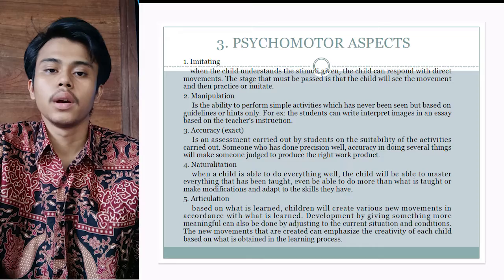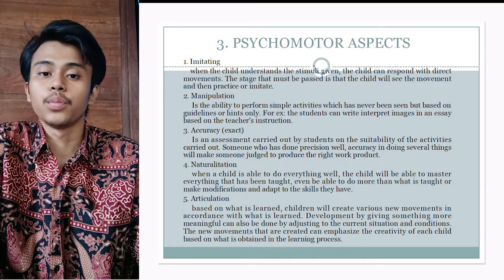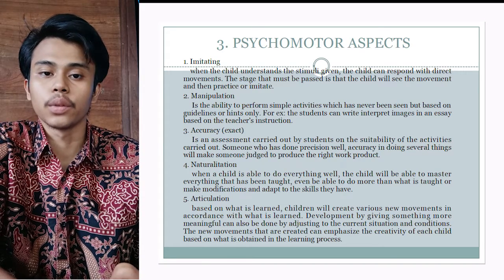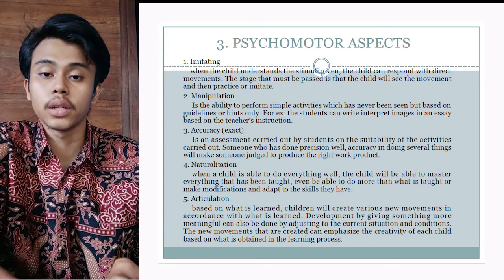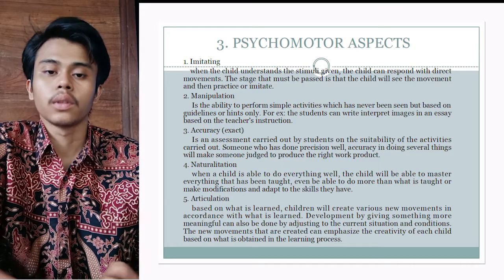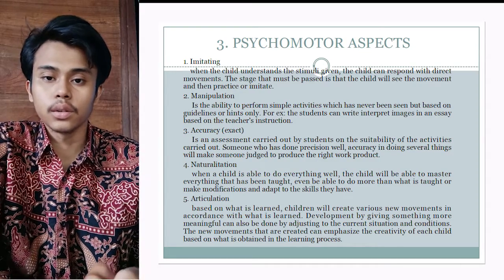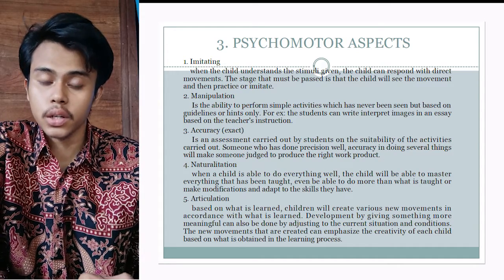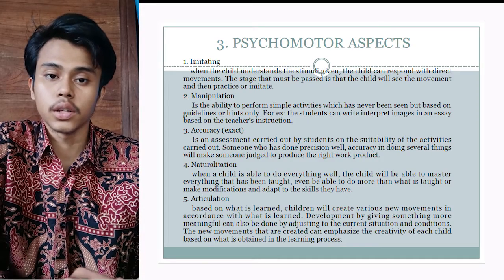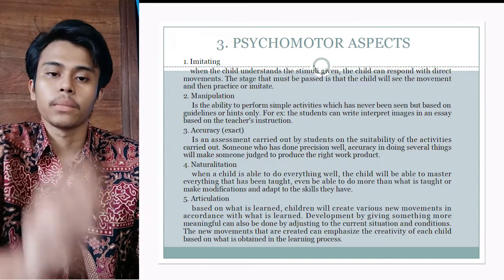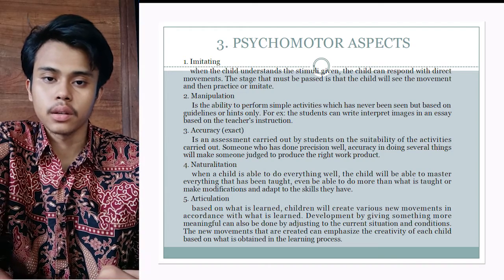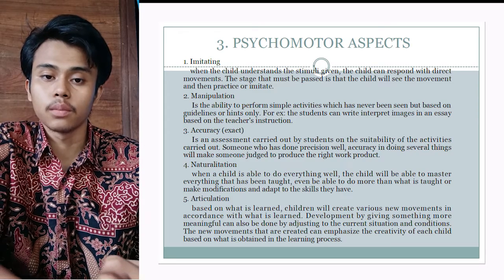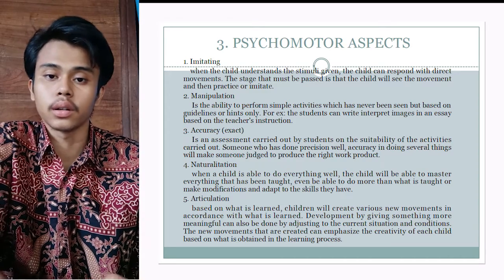Number 2, manipulation. Manipulation is the ability to perform simple activities which has never been seen but based on instructions or hints only. For example, a student can write or interpret an image in an essay based on the teacher's instruction or the theory he reads. Number 3, accuracy or exactness is an assessment carried out by the student on the suitability of the activities carried out.